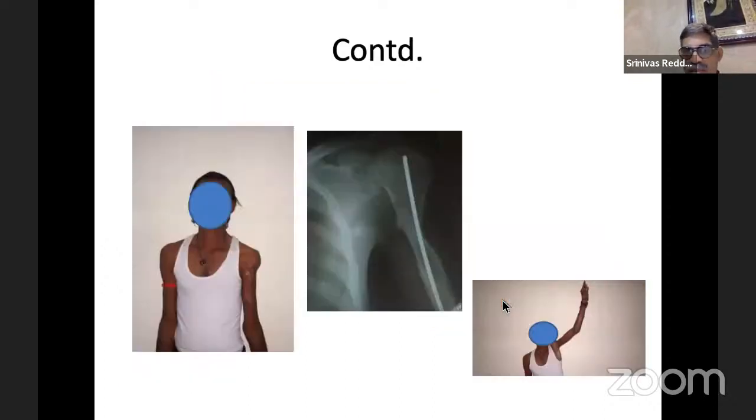And united nicely. Generally, the patient comes for the removal. If he asks for the removal, I remove this pin. Otherwise, we can keep it like that. And this is the range of motion. Okay, next one.